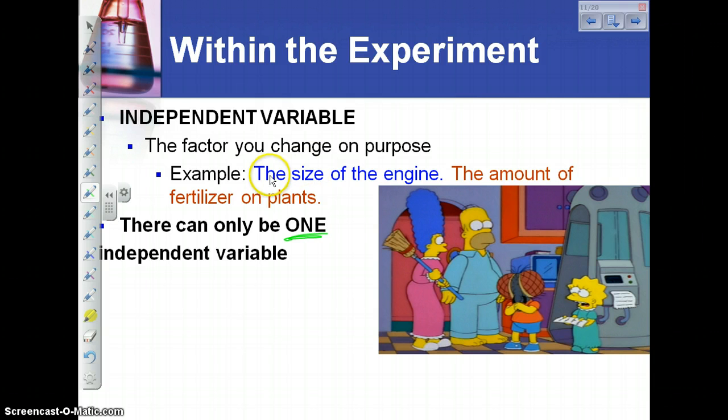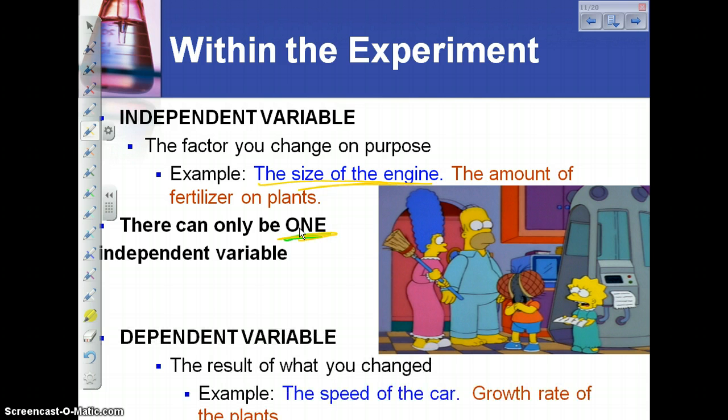So if we were going to test something about cars, hey, which car is going to drive 100 meters fastest, or a mile fastest, the thing that we might change would be the size of the engine. Would the size of the engine affect how quickly a car could traverse a 1 mile track? Okay, there can only be one independent variable, because if you have more than one independent variable, you never know what actually caused that change.